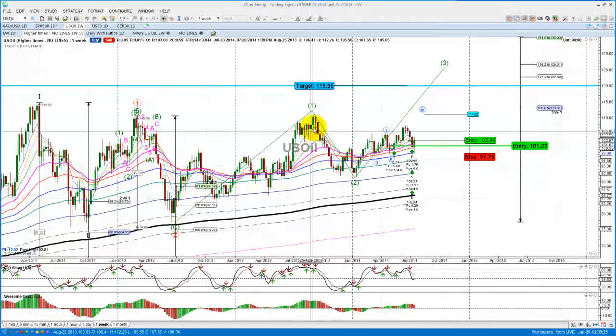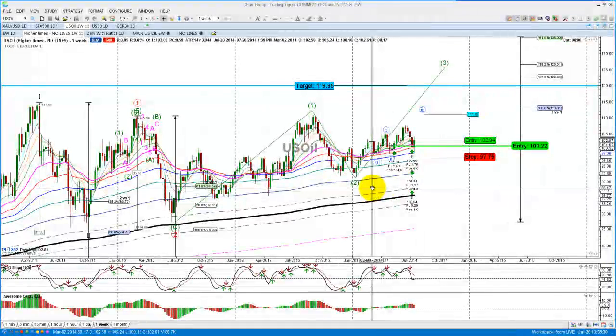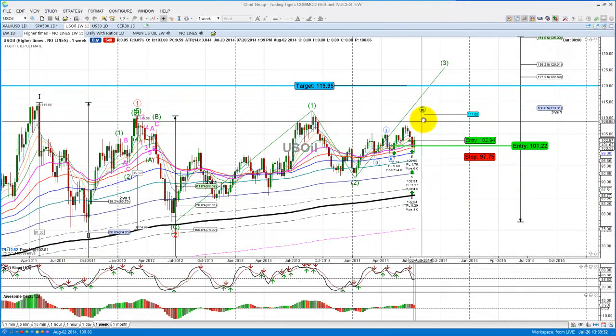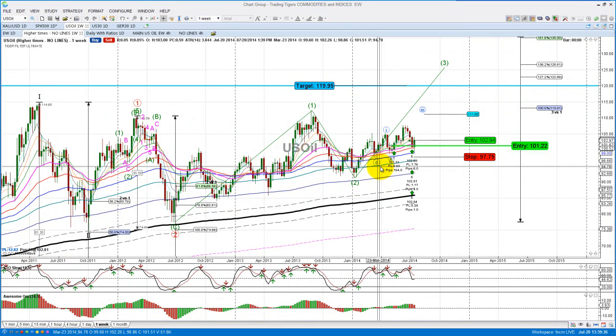And breaking that down, we've got the substructure, which is the intermediate, green, and in brackets, that's also in a wave 3. And breaking that, we have the minute, that's blue and in circles, also in a wave 3.